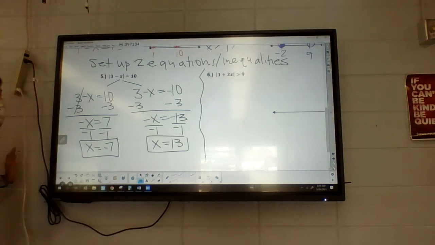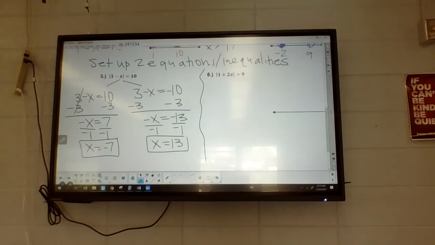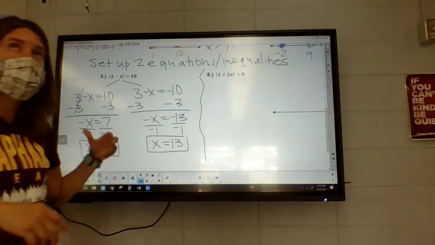And then also a +13. So we have those two outcomes that both would work in my inequality or my equation.